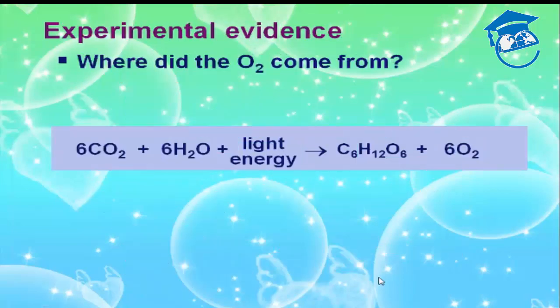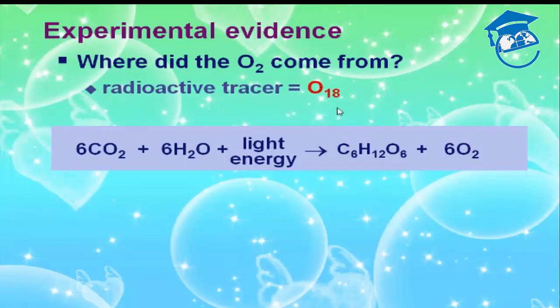Okay, so this is the experimental evidence. Where did O2 come from? A radioactive tracer was used, that was O18. This is your experiment 1, in which 6 molecules of carbon dioxide and 6 molecules of H2O were used. This H2O was traced to see in the product that this O2 comes from the splitting of H2O, and thus glucose is also formed along with the release of the oxygen.